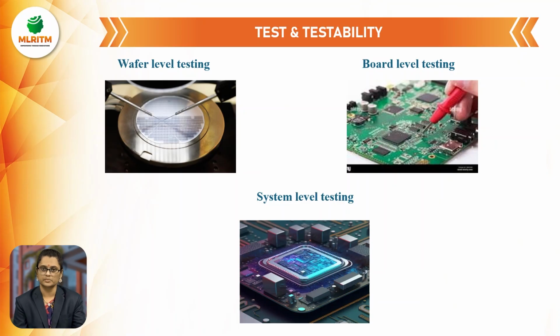These are the diagrammatic representations of wafer level testing, board level testing, and system level testing. This is the wafer level testing. Here small particles are there, and every particle is called one IC. Here we can test the IC. After completion of the wafer level test, you can go for the board level and then place it into the system level.